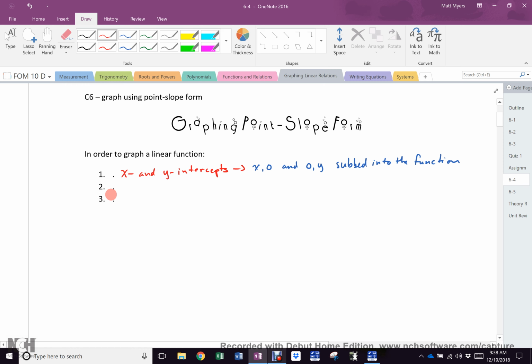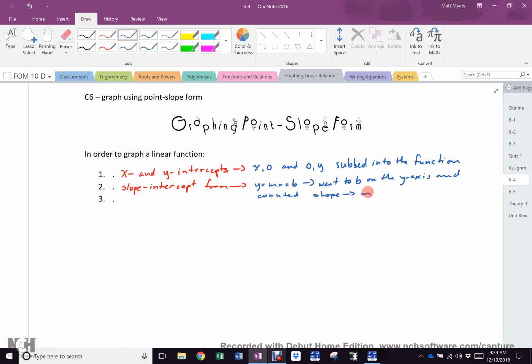No, you already said it. Slope-intercept form. And that was y equals mx plus b. And how that worked is we went to b on the y-axis and counted slope. And where did we find the slope? That was the m.